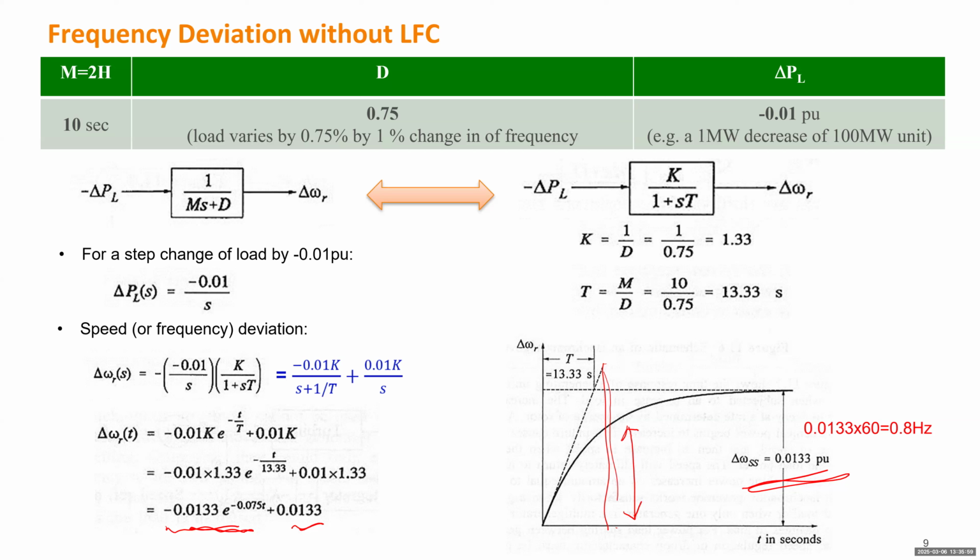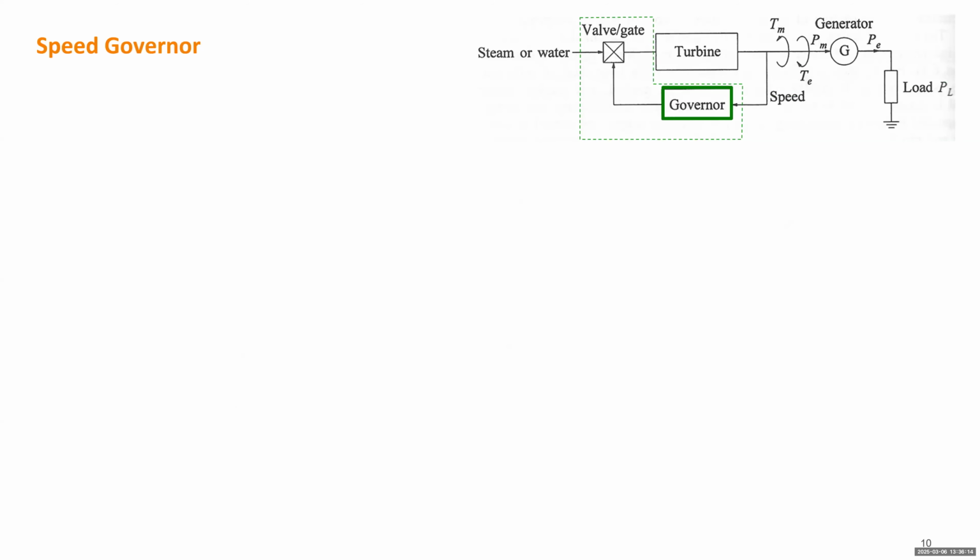We want to reduce this value. We don't want 1% of load to cause a 0.8 or even close to 1 hertz change in the frequency. That's too bad. How can we reduce this value? We need a speed governor. So next we are going to model the green box, the governor, which will be responsive to the speed and will change the valve opening, and eventually will influence the mechanical torque or power.